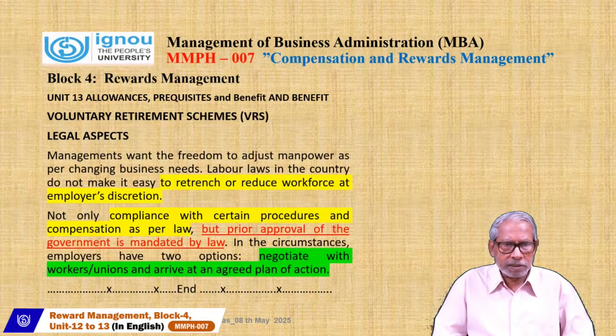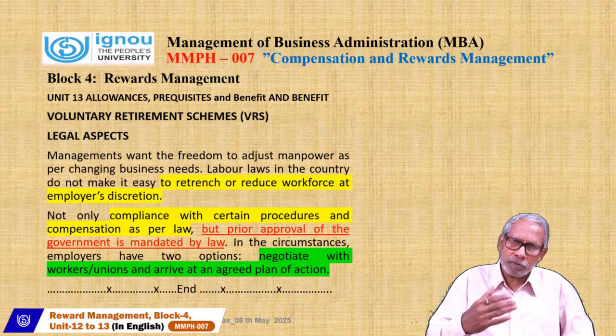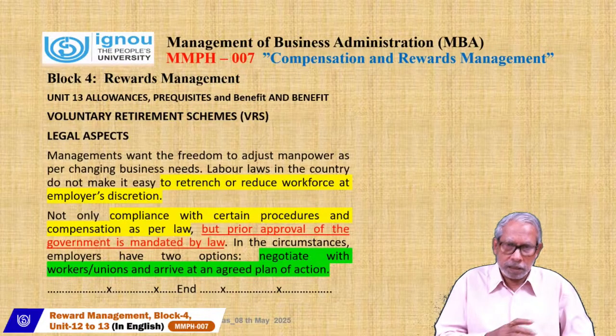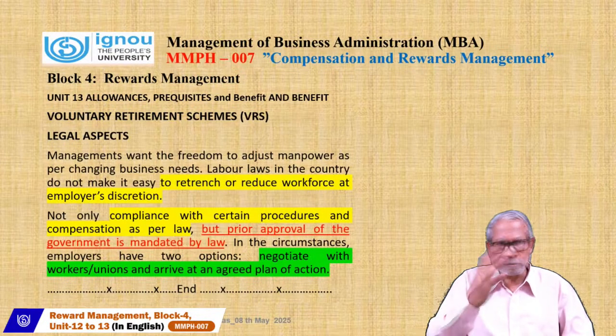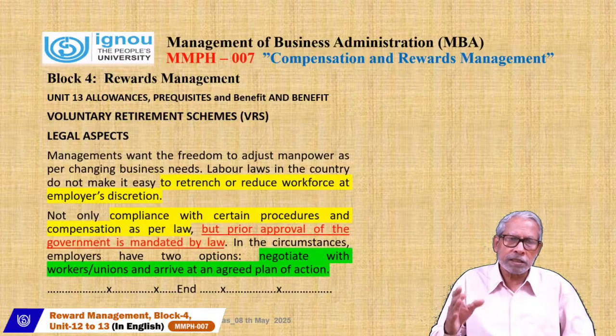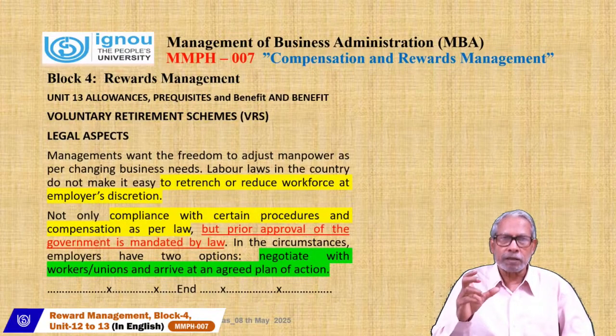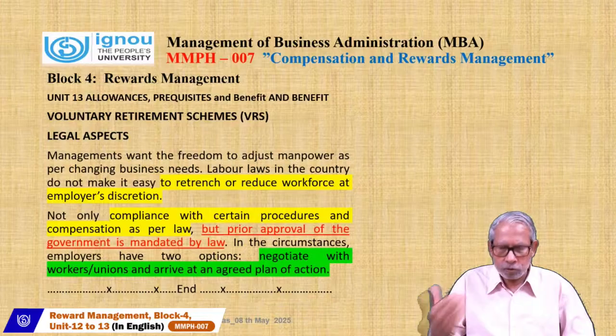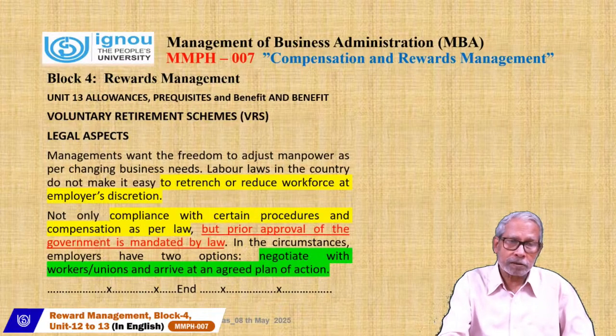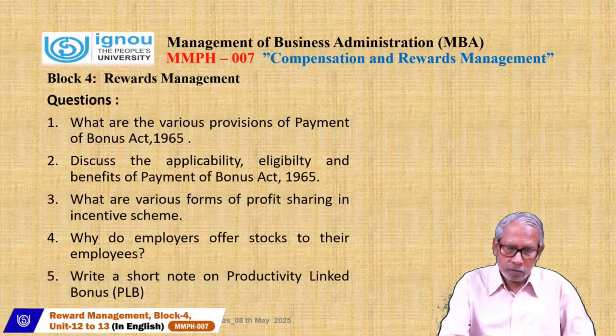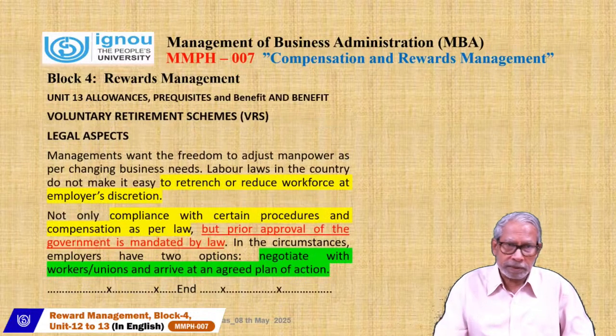So in these circumstances, employers have two options. One is to negotiate with the workers, because some government constitutions are there and you cannot simply retrench. The best thing is to negotiate with the workers and the unions and arrive at an agreed plan of action, what to do and how to do it, so that there shouldn't be any dispute. That is the legal aspect.